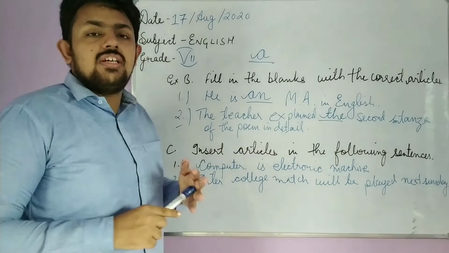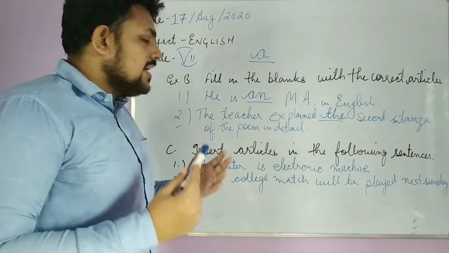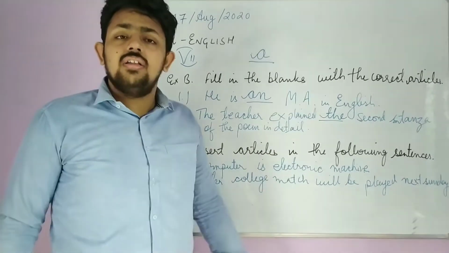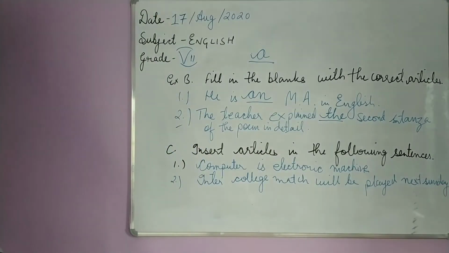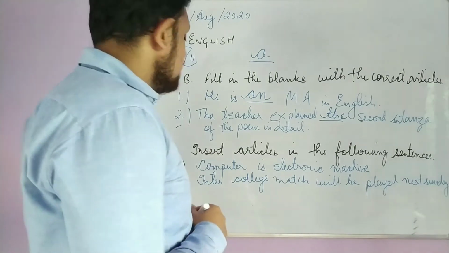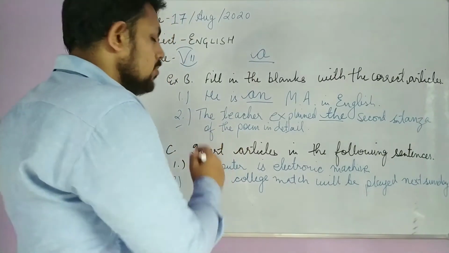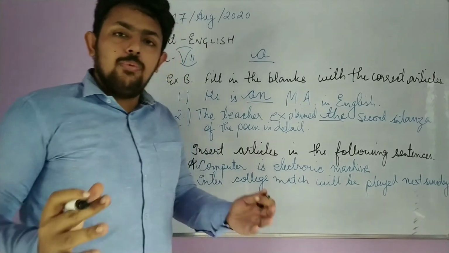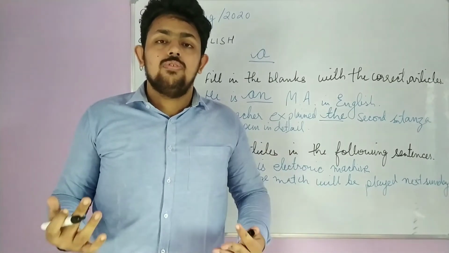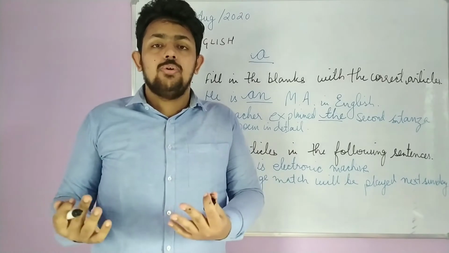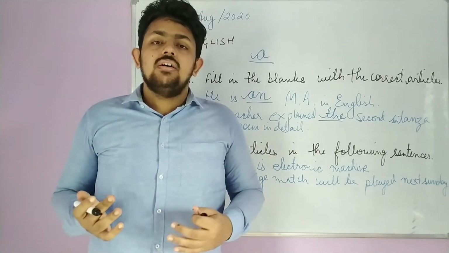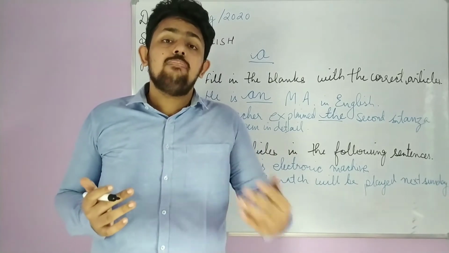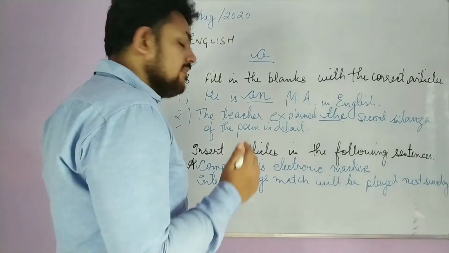First of all, we have the sentence, computer is electronic machine. Where can we put the article here? First of all, computer: a computer. We are talking about computer, not a specific computer. If we had the Dell computer, the Dell laptops, we would put the when we are specific.